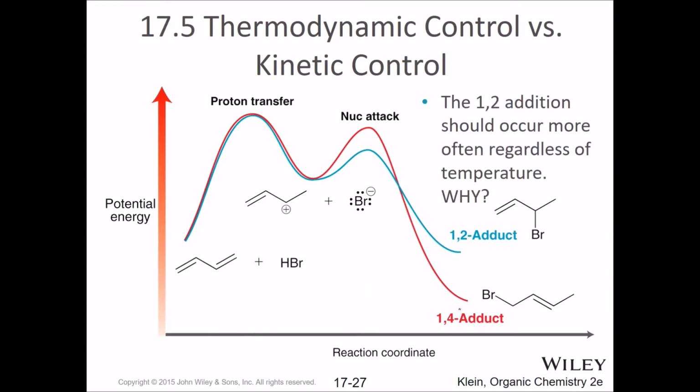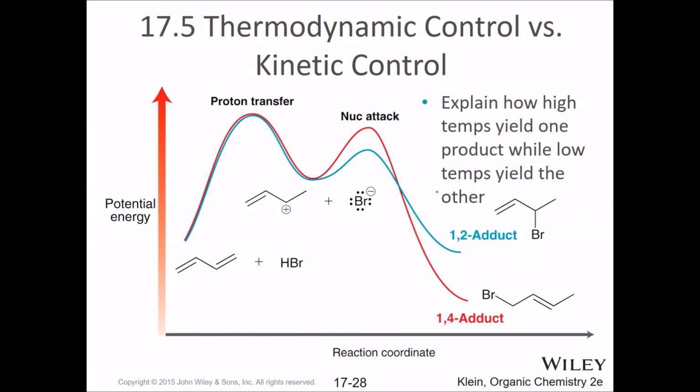The 1,2 addition should occur more often regardless of temperature. Why? Because we just said so. It's the proximity effect, by the way. We just said why about that. Okay, now explain how high temperature yields one product while low temperature yields the other. Can you see why high temperature is going to yield this one? Okay, and the final question, do I have this in the slides?